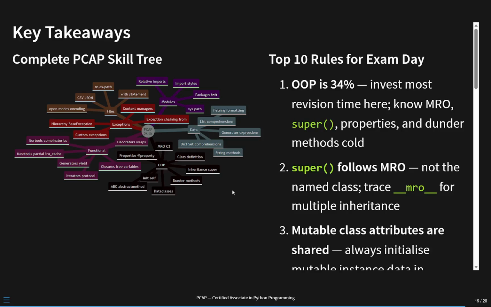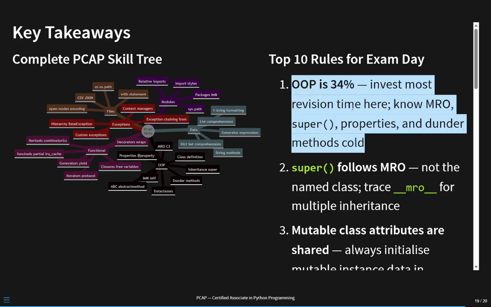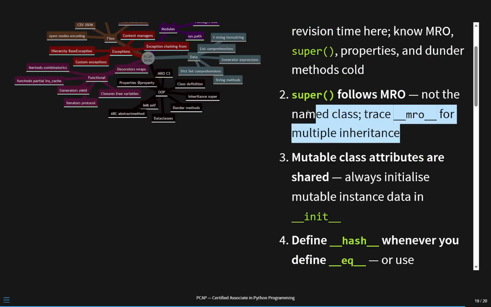Next. The mind map shows the complete PCAP skill tree. 8 branches covering OOP, functional programming, data, files, exceptions, and modules. 10 rules for exam day. Rule 1: OOP is 34%. Most of your revision time should go here. Know MRO, super, properties, and dunder methods by heart.